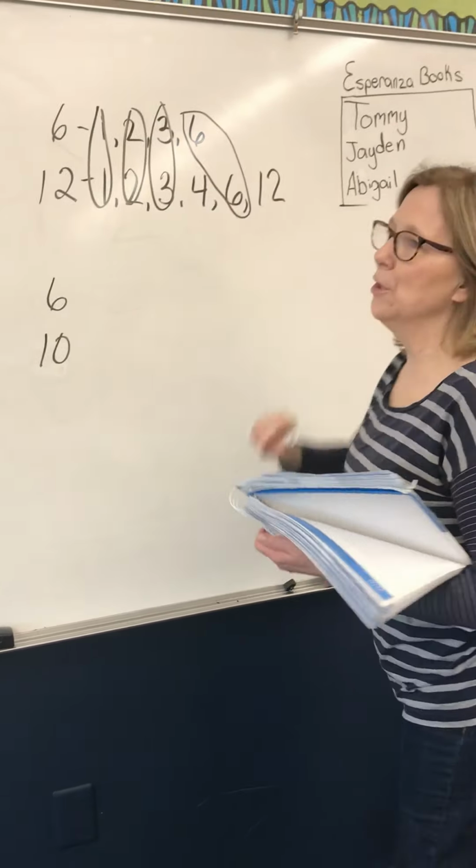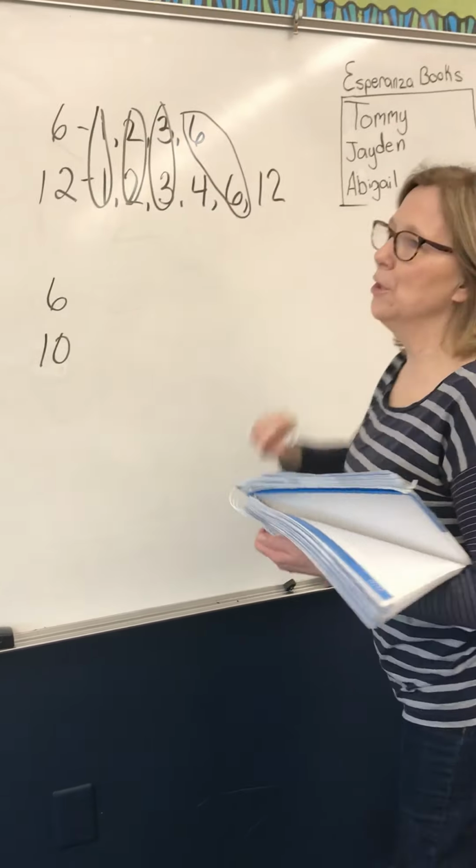Let's do a little bigger one. 15. 1, 2 doesn't go in evenly, 3 does, 4 doesn't, but 5 does, 6 doesn't, 7 doesn't, 8 doesn't, and now we've reached the halfway point of 15, so we can just go ahead and put 15 in.